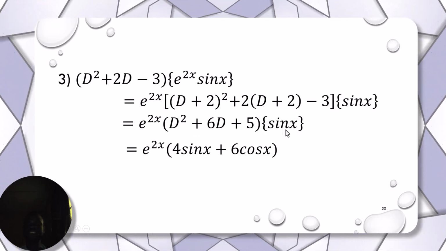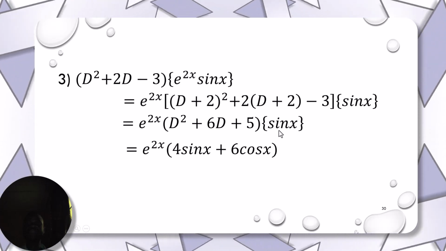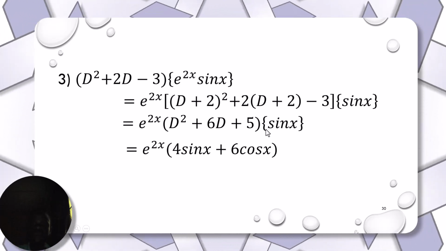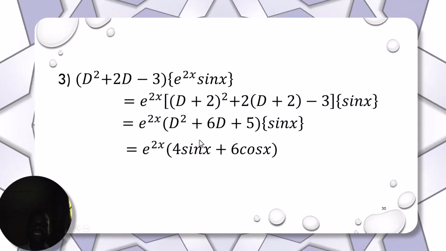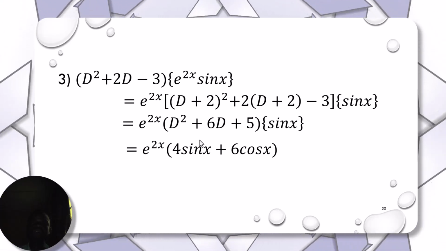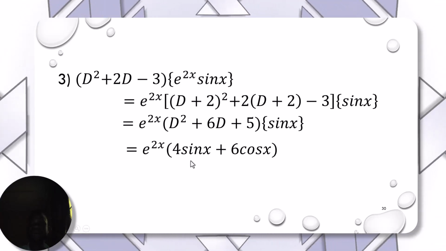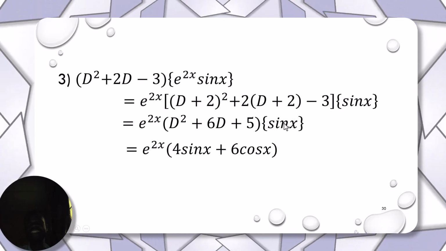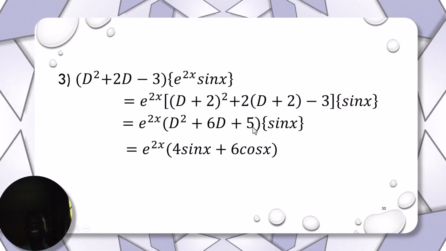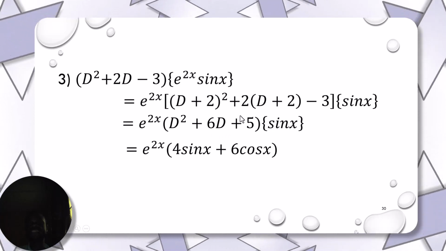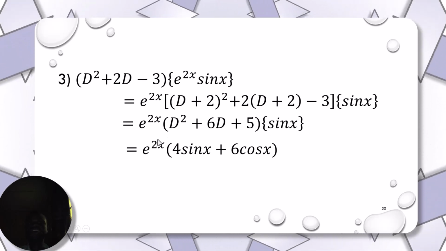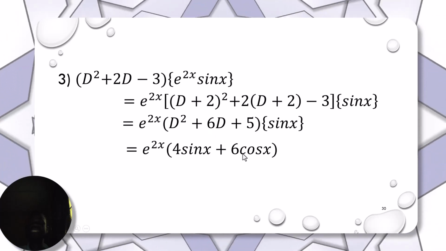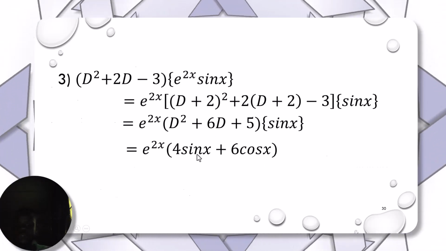So if I differentiate sine x, it will give me cos x, right? Then I will differentiate cos x again. It will give me minus sine x. Then I will differentiate sine x, it will give me 6 cos x, right? Then plus 5 sine x. Don't forget I have minus sine x, then plus 5 sine x will then give me 4 sine x. Then I have 6 cos x. So I have this function.